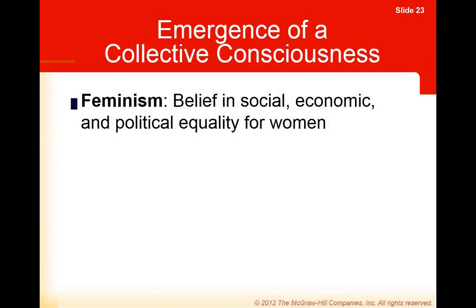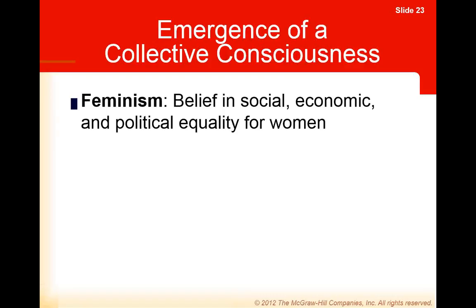Okay. The emergence of a collective consciousness, this is where we saw, as I said, a group solidarity emerge for women with the feminist movement. Feminism gets a bad rap in the media. There's all different kinds of feminism: moderate feminism, social feminism, radical feminism, militant feminism. About the only thing you ever hear talked about in the media, though, is radical or militant feminism.